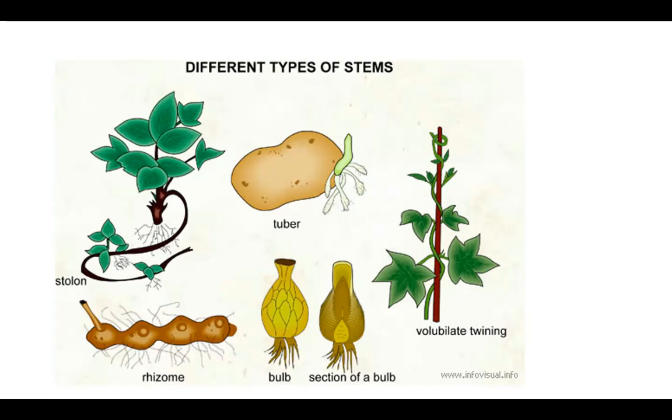Rhizome stem. So no need to know about the type, but just tell. Ginger. Another example for rhizomes. Turmeric. Is it stem or? Turmeric, similar to ginger. Right? Turmeric is also similar to ginger. But is it a root or stem?